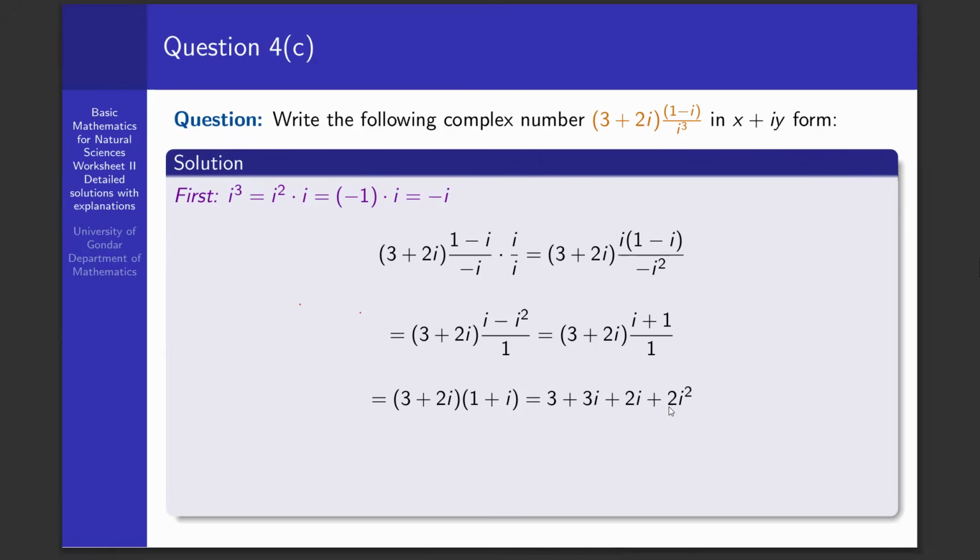So if we combine these, we have 3 minus 2, that is 1, and 3i plus 2i, that is 5i. Therefore, 1 plus 5i is the simplified form of the given complex number. So the standard form of this expression is 1 plus 5i, where 1 is the real part and 5 is the imaginary part of this simplification.